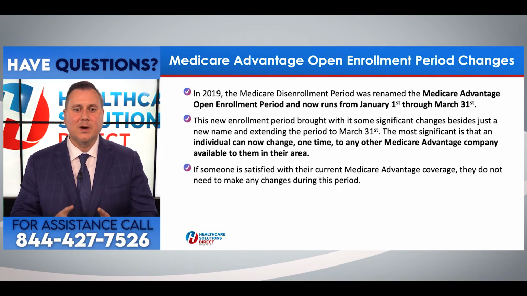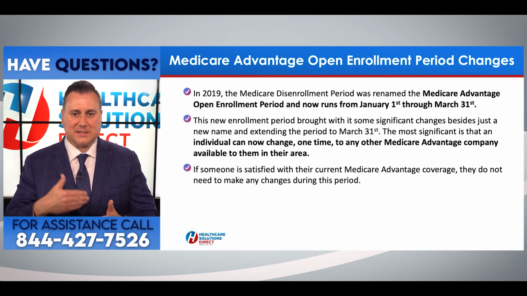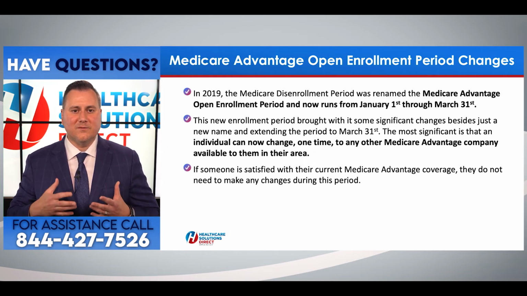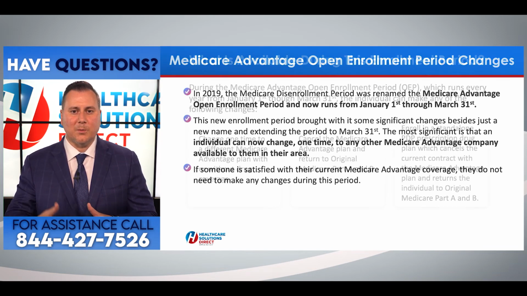So this new enrollment period brought with it some very significant changes besides just a new name and extending the period to March 31st. The most significant is that an individual can now change one time to another Medicare Advantage company available to them in their area. So if someone, say, is not satisfied with their current Medicare Advantage coverage, let's say maybe a doctor's not in the network, or maybe one of the benefits is not what they thought it was going to be, they can make a change during this Medicare Advantage period. If you are satisfied with your current coverage, you don't need to make any changes during this enrollment period. So let's talk about what's available during this period to someone that has a Medicare Advantage plan.